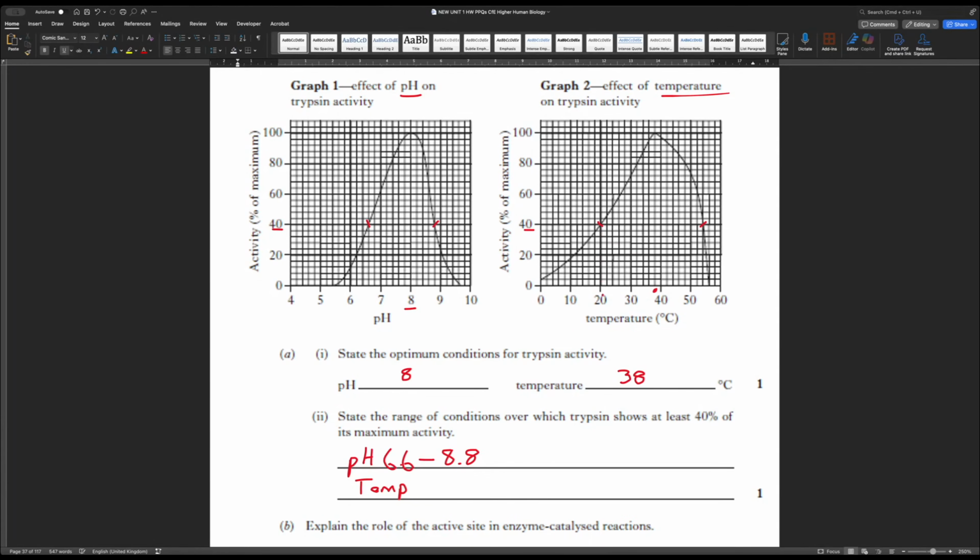The temperature, don't you guys write temp in the exam, but write the full word temperature. It goes from 20 degrees all the way up to 54 degrees. I think I'm reading that as 20 to 54 degrees. Okay. So that's the range of conditions there over which trypsin shows at least 40% of its maximum activity.